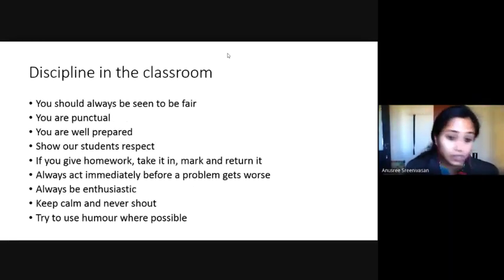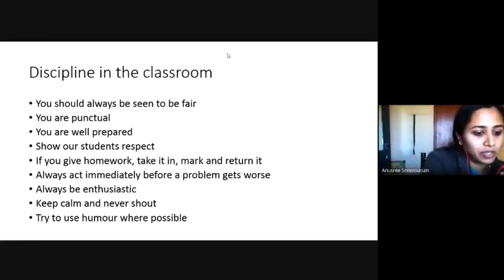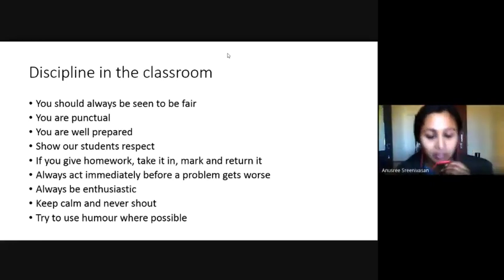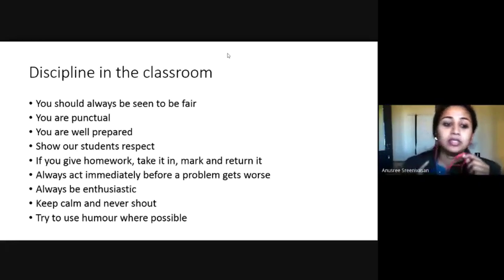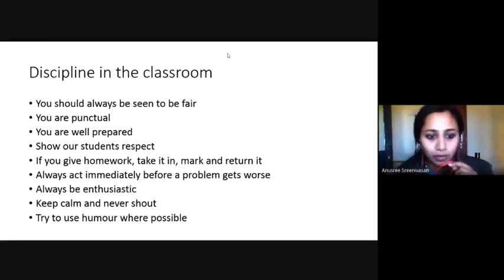You should always be seen to be fair. That means don't be partial to any students. Even though you may tend to be partial, maybe if some students are better at answering and very active, don't be partial. Try to be fair to everyone. And make sure that you are punctual in the class. If you yourself are not punctual, you can't ask the students to be punctual, right? And then you are well prepared. The teacher herself should be well prepared.